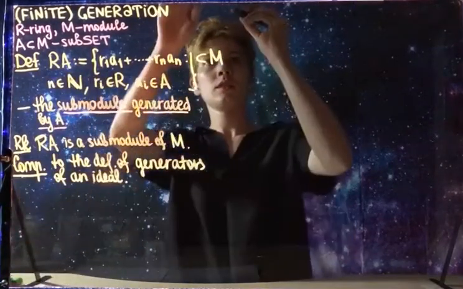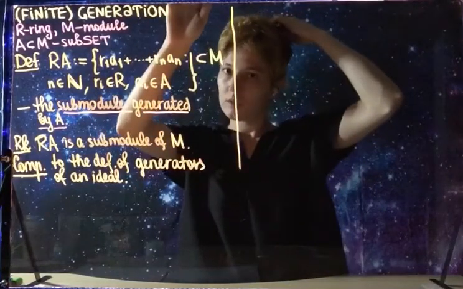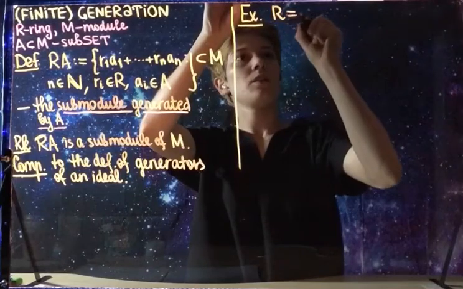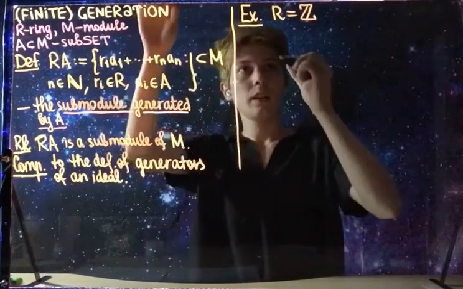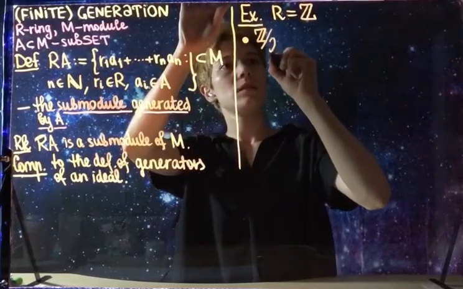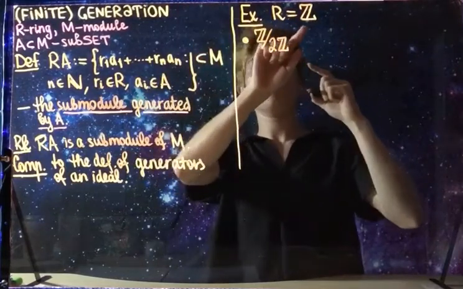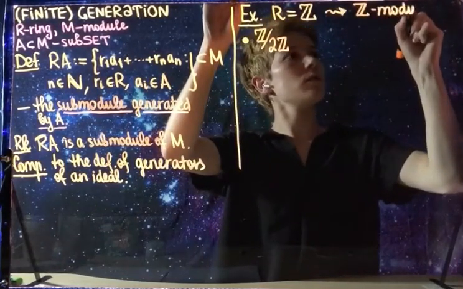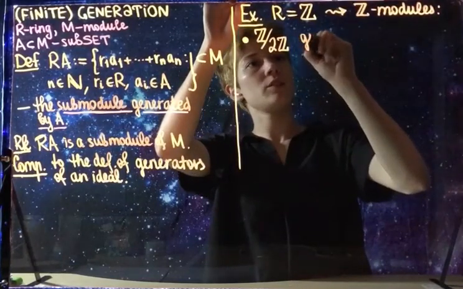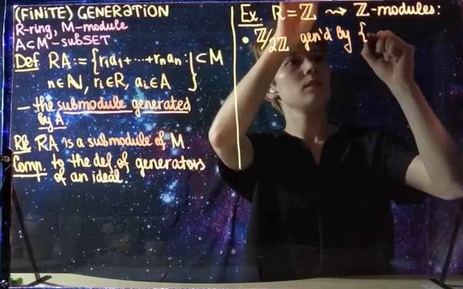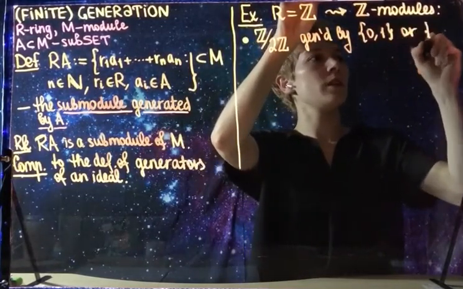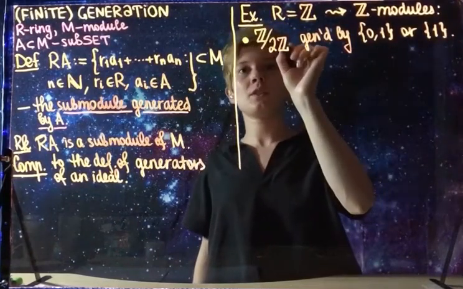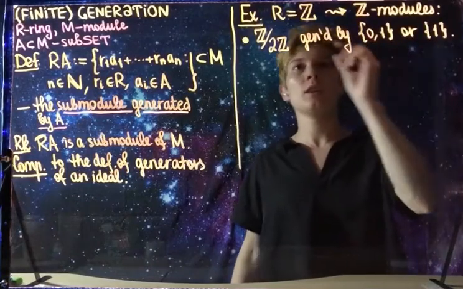So let's see what examples we can come up with. If R is equal to Z, then Z mod 2Z is a Z module. And it is generated by 0 and 1, or by just 1. Generated by 0 and 1 trivially, because this is just the whole module, and by 1 because we can get 0 by multiplying by the 0 element of the ring.